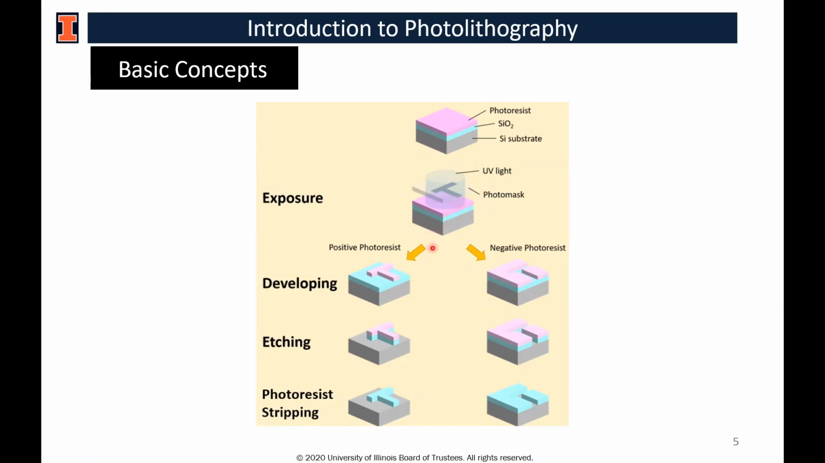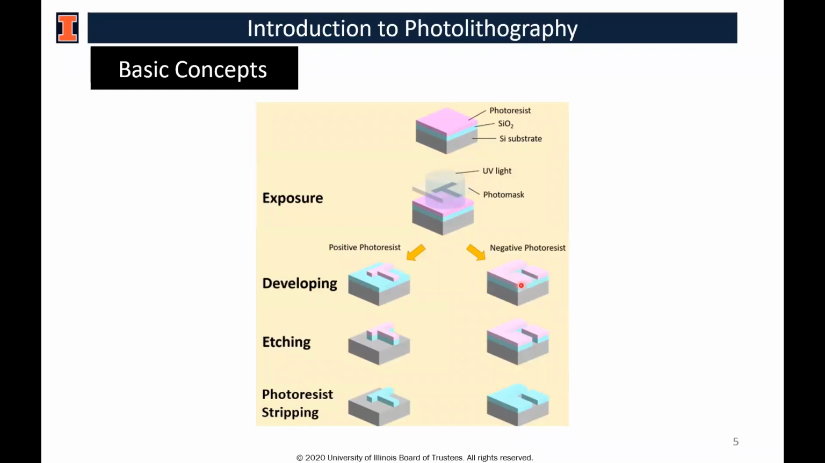Upon the exposure of the UV light, the photoresist will go through some chemical reactions in the molecules. Depending on the type of the photoresist, you can create different patterns. If the photoresist is positive, it means that the portion of the photoresist exposed to the UV light will be dissolved in the developer. So you end up with a pattern like this. If the photoresist is negative, then the portion of the photoresist exposed to the UV light will remain after developing, and you end up with a pattern like this.